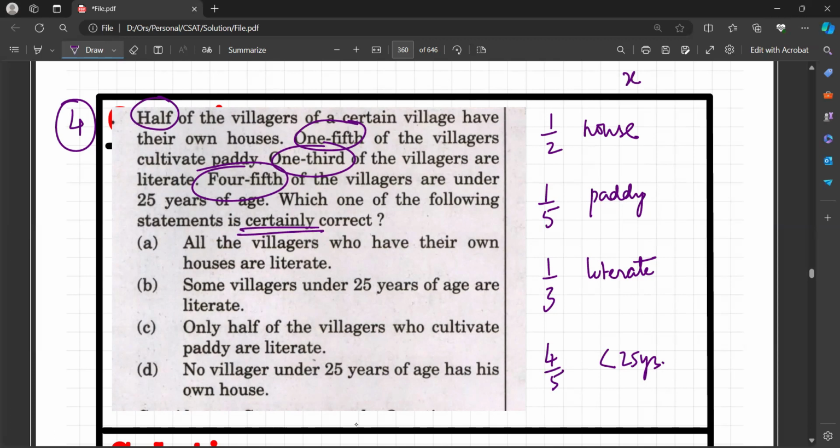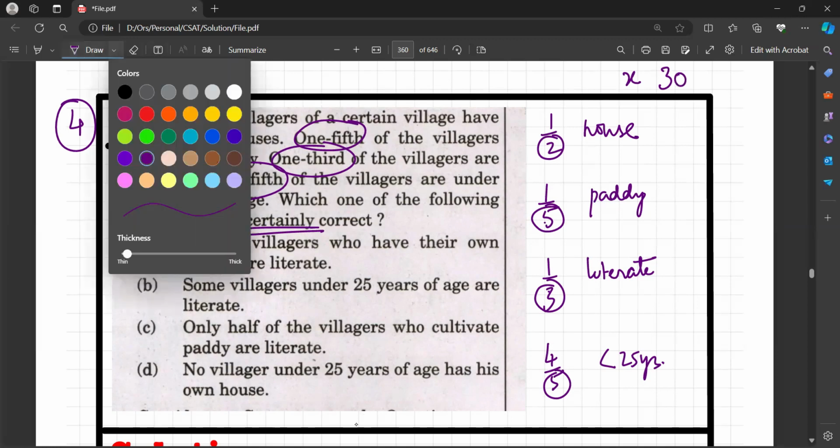What we are going to do is, suppose this is 2, this is 5, this is 3, this is 5. Find the LCM: 5, 3, 15, and this is 2, so let us take 150. Or else you can also assume 30. Since 4/5 is there, we can go for 30 also. Let us assume the number of villagers is 30, right?